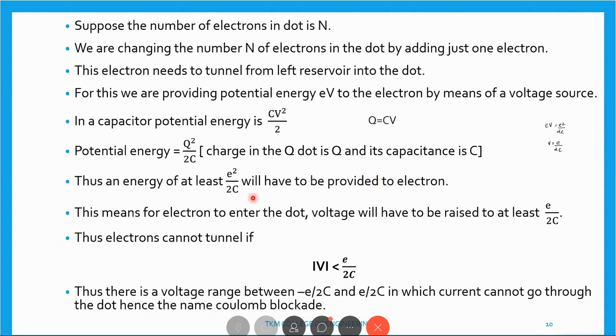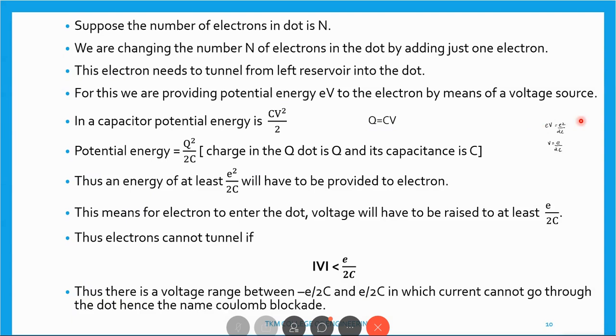Right. So what does it mean? It means that for an electron to enter the dot, the voltage should be raised to at least e by 2C. Hope you got it. See, I'll let eV be the potential energy we are providing to the electron to move from the reservoir to the quantum dot, and the quantum dot is having a particular energy which is Q square by 2C. So that minimum energy we have to supply with the help of the external bias, right? So that is the same as e square by 2C.